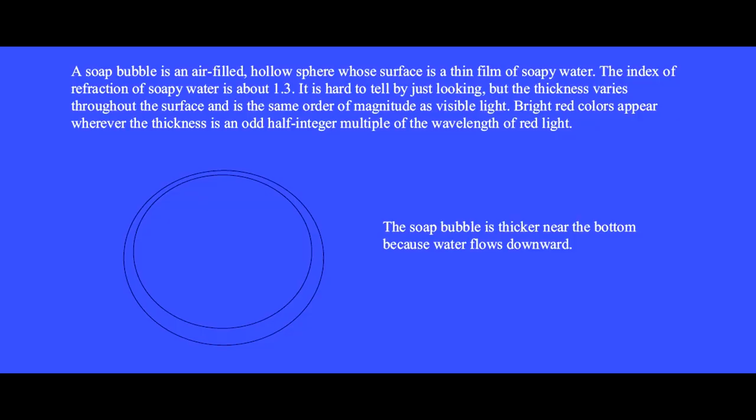A soap bubble is an air-filled, hollow sphere whose surface is a thin film of soapy water. The index of refraction of soapy water is about 1.3. It is hard to tell just by looking, but the thickness varies throughout the surface and is the same order of magnitude as visible light. Bright red colors appear wherever the thickness is an odd half-integer multiple of the wavelength of red light.